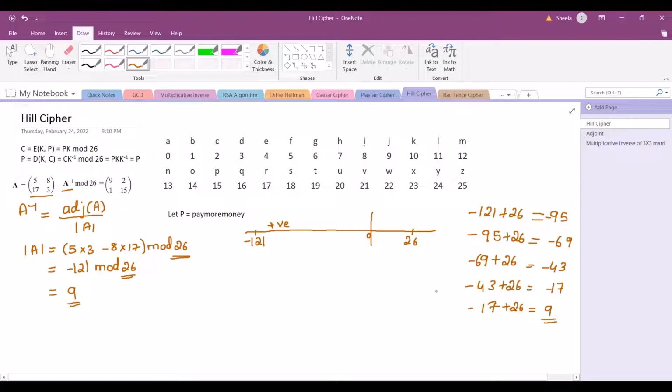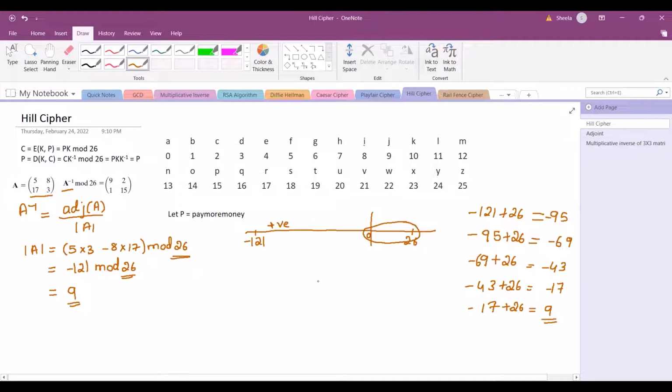If the number is small, we can add 26 to that number and find out how many times we have added. We have added 5 times. So when we add 26 five times to minus 121, we get the value in the range 0 to 25.